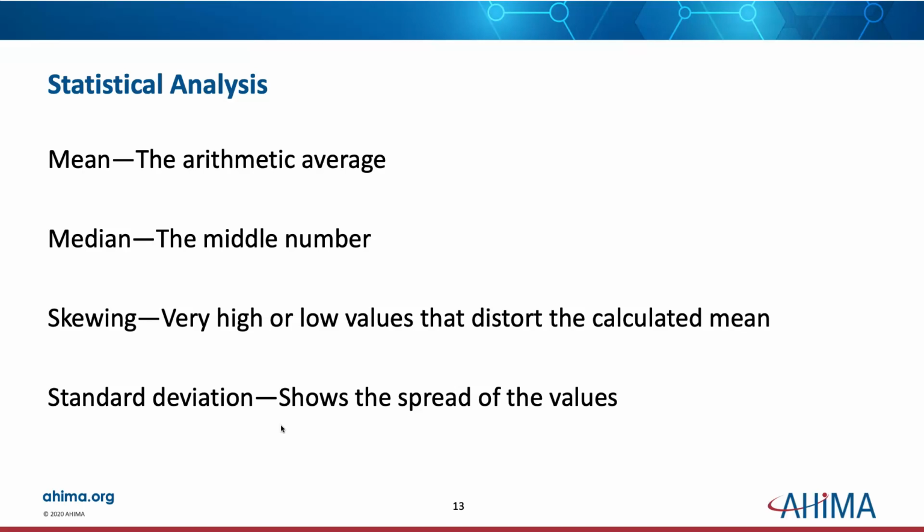Skewing: if we had very high or very low values, those would distort the mean. Let's say we had 1, 2, 3, 4, 5, and 100. Is our mean going to be anywhere close to 3 if we have 100 after that 5? No. Our mean will be about 19, and our middle number would be between 3 and 4, which would be 3.5. So when you have really high or really low values in your group of numbers, that's going to distort the calculated mean, and that is called skewing.